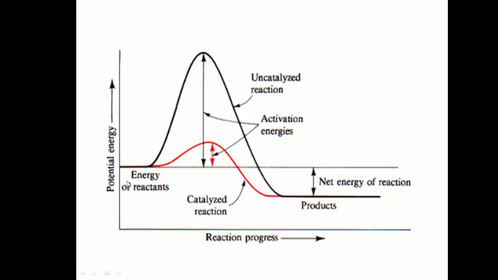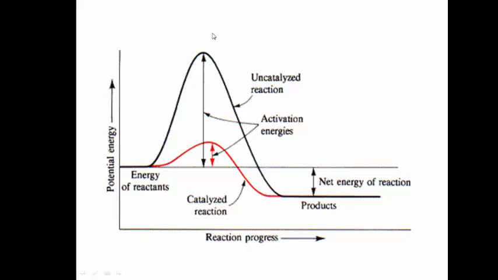We have two lines on this graph. We have this black line, which is representing an uncatalyzed reaction. So that's a reaction with no enzyme. And then in red, we have the catalyzed reaction. So this would be the reaction in the presence of an enzyme. First you should notice that with these two reactions, they both start at the same energy level, and they both end at the same energy level. So they're the same in terms of their energy level in the beginning and the end.